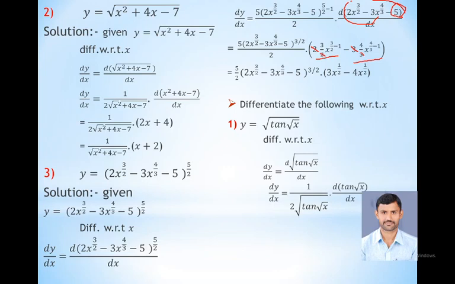Now dy/dx is equal to 1 upon 2 square root of tan of root x into the derivative of tan of root x, which is equal to 1 upon 2 square root of tan of root x into sec² root x into 1 upon 2 root of x.